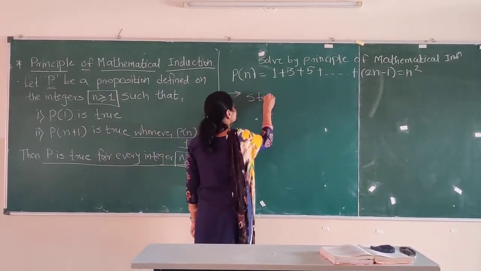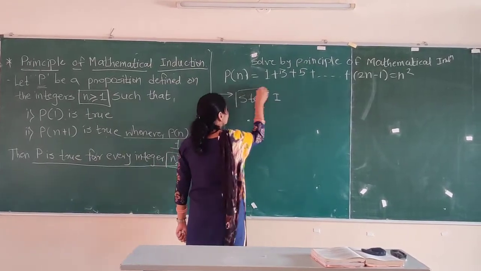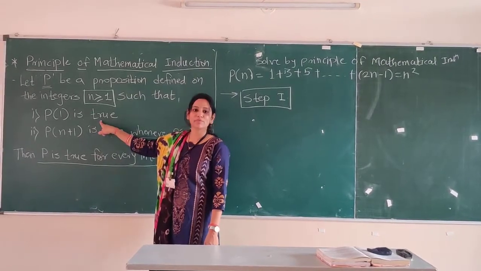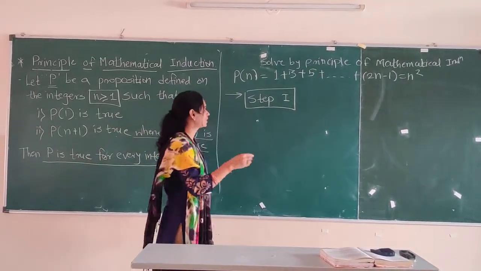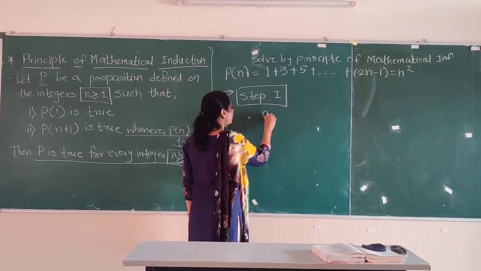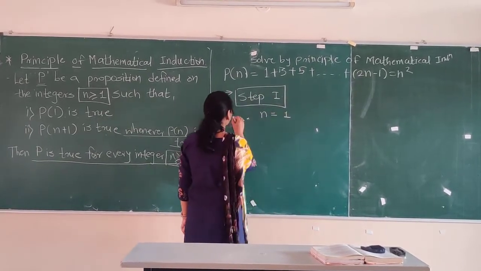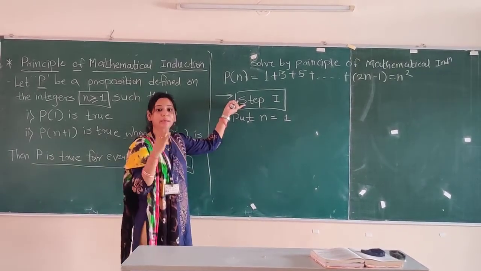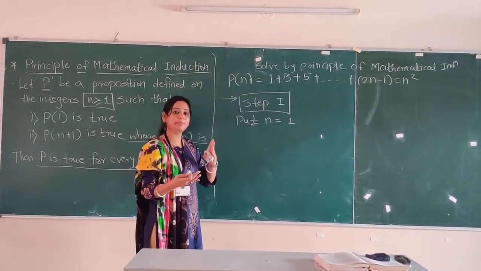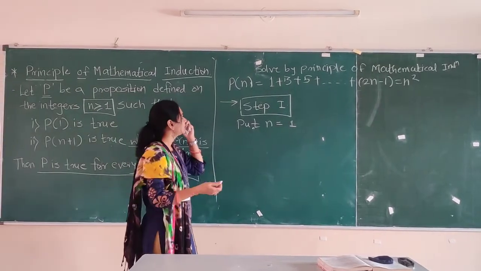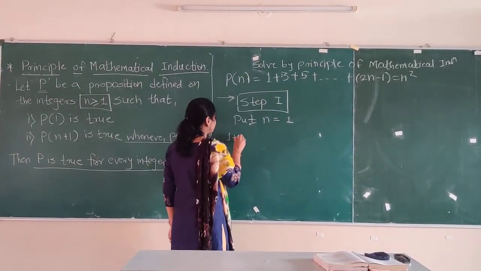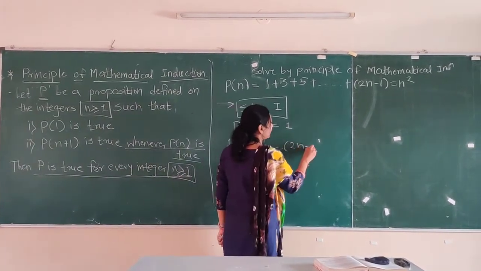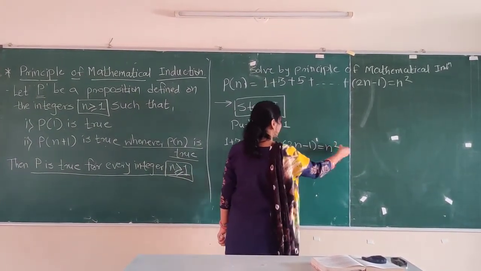So we will go with step 1. What do we have to do in step 1? We have to find out whether it is true for 1 or not. So in this we will put the value n is equal to 1. This is our step 1, which is the basic step for induction. So we say 1 plus 3 plus 5 plus up to 2n minus 1 is equal to n square.